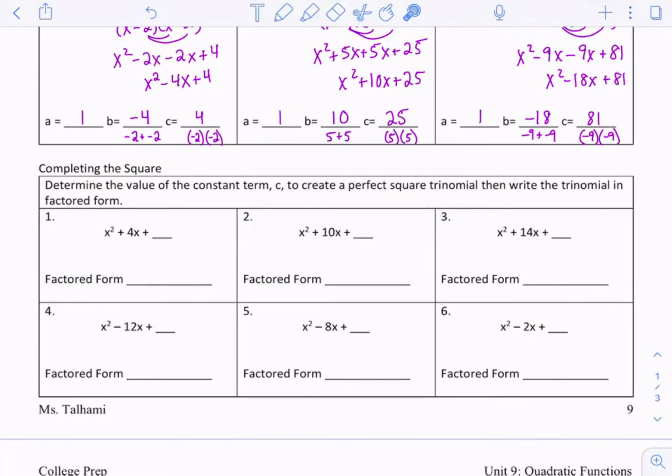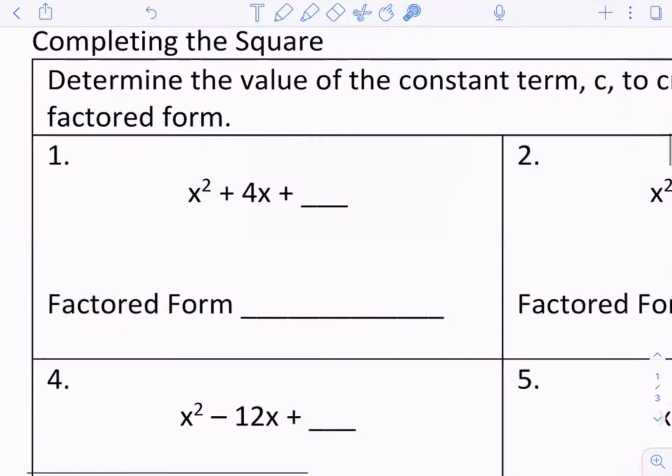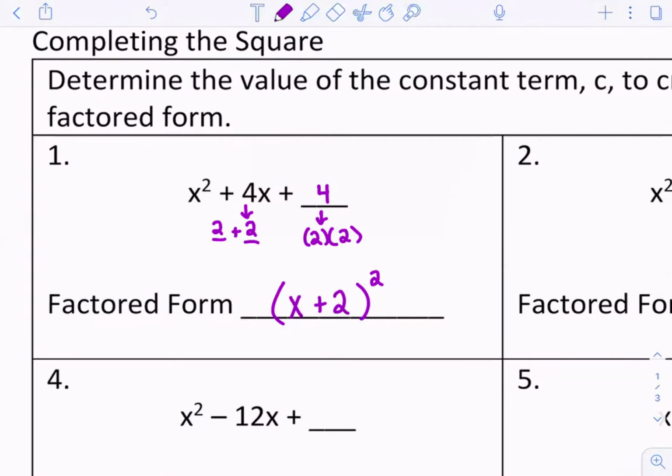So I want to find out what number has to be in that blank so that this is a perfect square trinomial. So think about it. This number has to be something plus something, where it's the same number. And this has to be whatever that is times itself. So what number goes there? 2 plus 2 is 4. So 2 times 2 is also 4. So the factored form is what squared? X, and we had positive 2.